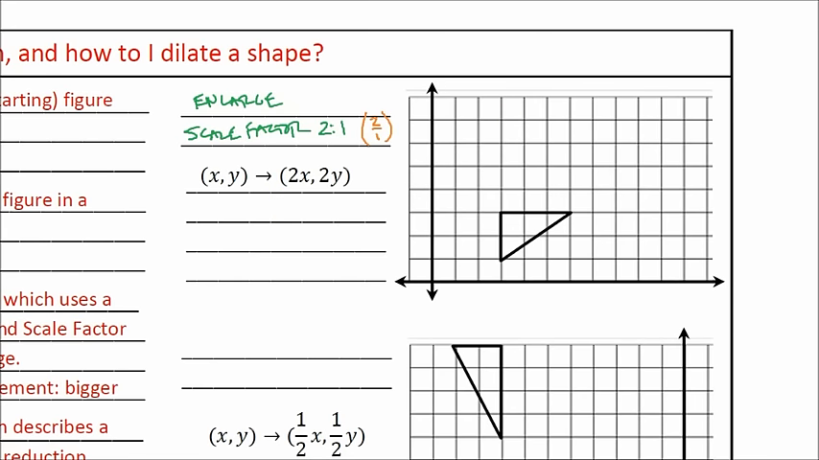All right, here is our transformation notation for a scale factor of 2 to 1, or 2. We're going to take each coordinate and multiply it times 2. Remember, when we are dilating on a coordinate grid, we are using the origin as the COD. So let's put a little note here. This is our center of dilation.